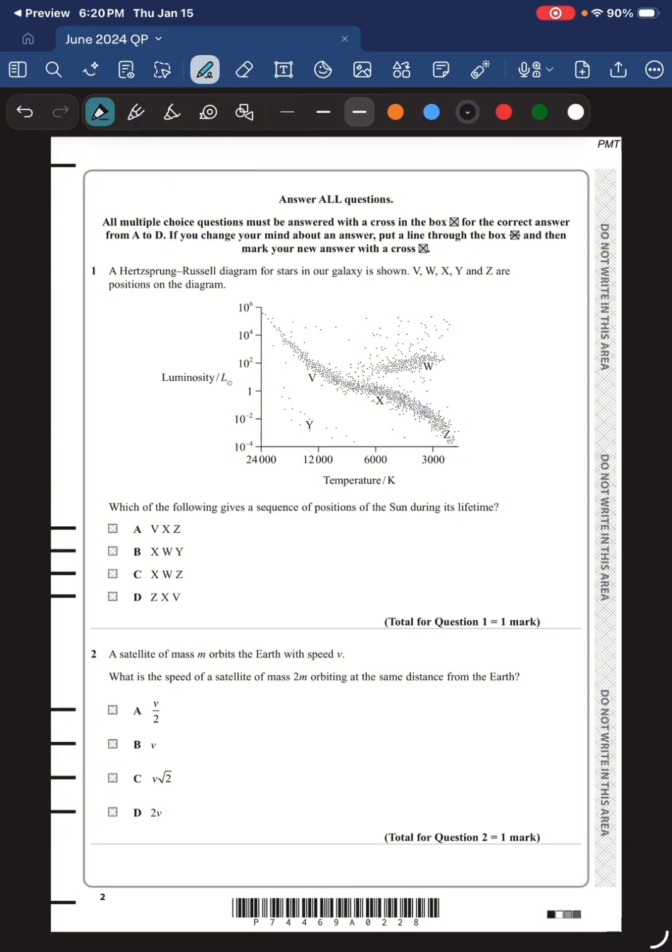Okay, so first of all, you need to observe that this is the sun at position X, right? Because the luminosity of this cluster of stars is 1, just like the sun, and the surface temperature is about 6,000 Kelvin, which is about the surface temperature of the sun. Okay, what's going to happen to the sun? It's going to turn into a red giant, and then it's going to turn into a white dwarf. What's the correct answer? B, right? Yes. So let's move on to question 2.